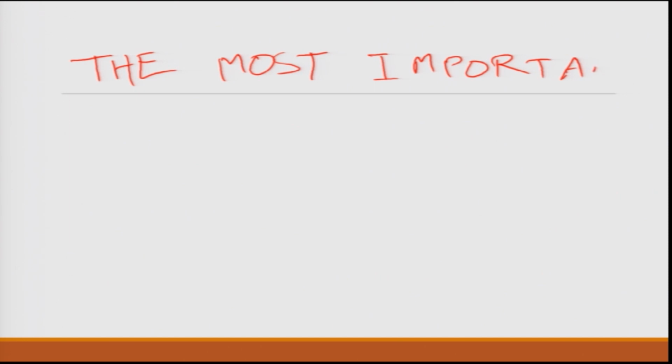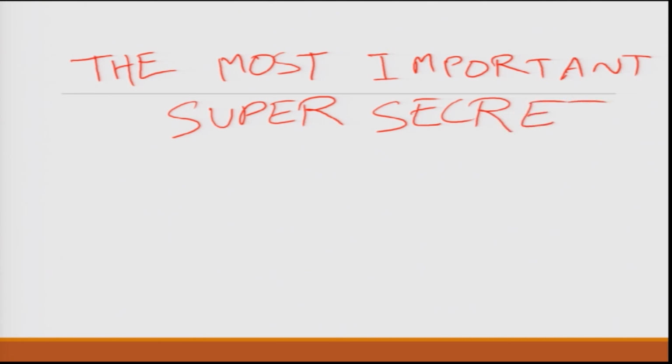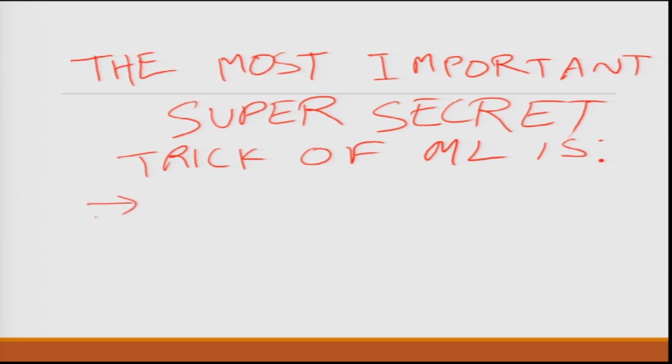So, when you implement as a practitioner, the most important lesson, if you ask me, the most important super secret trick of machine learning is, and hold your breath, the most important super secret trick of machine learning is to know what you want.